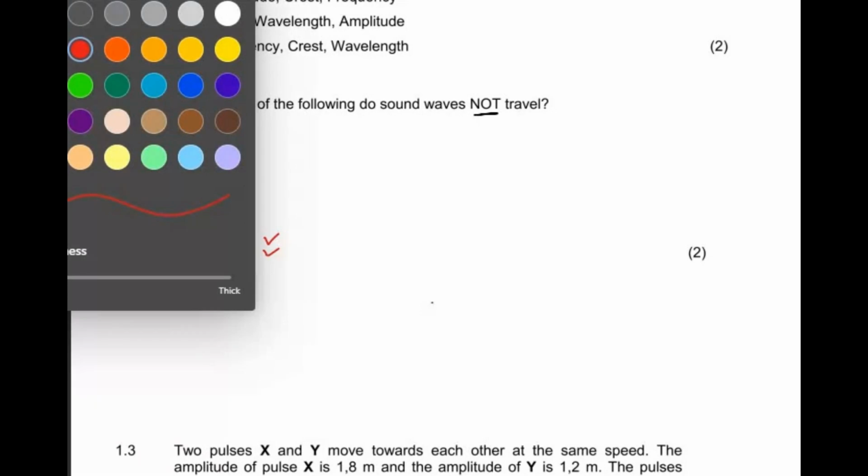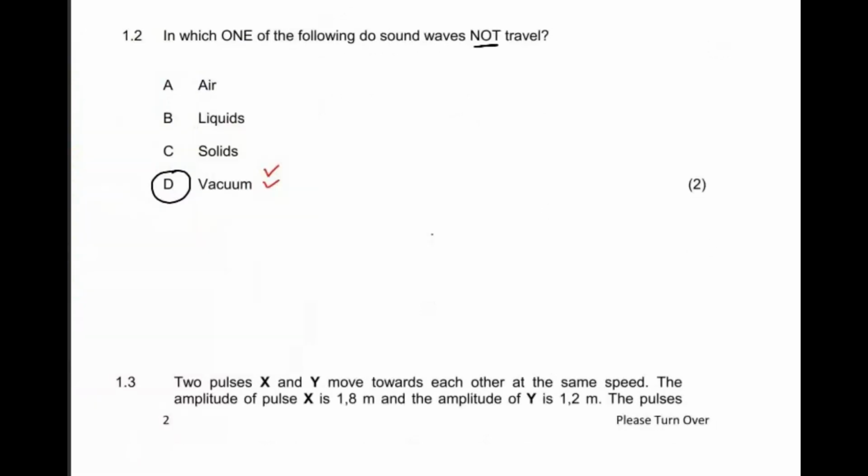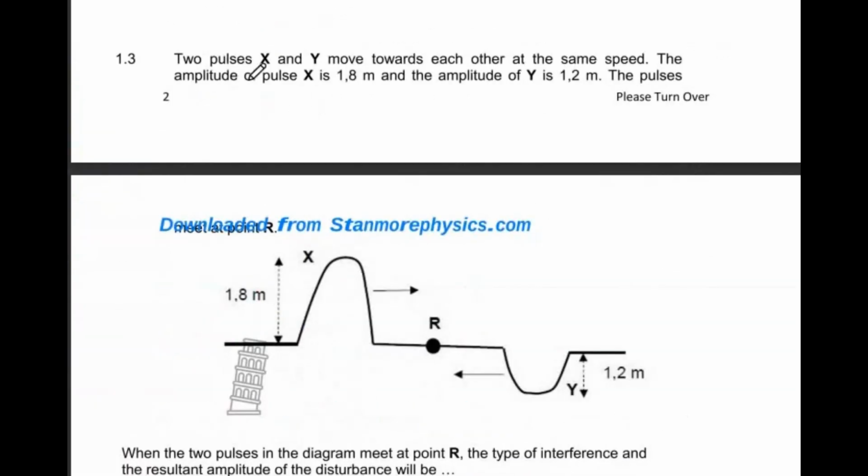So now let's go on to question 1.3. Two pulses, X and Y, move towards each other at the same speed. The amplitude of pulse X is 1.8 meters and the amplitude of Y is 1.2 meters. The pulses meet at point R.